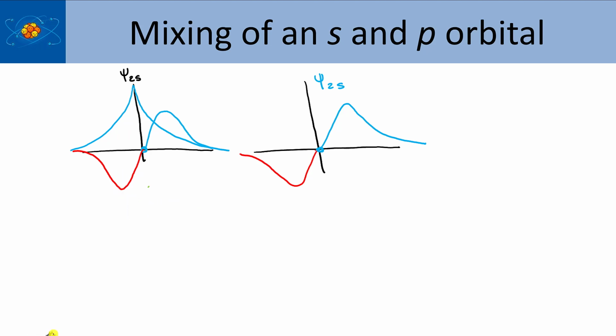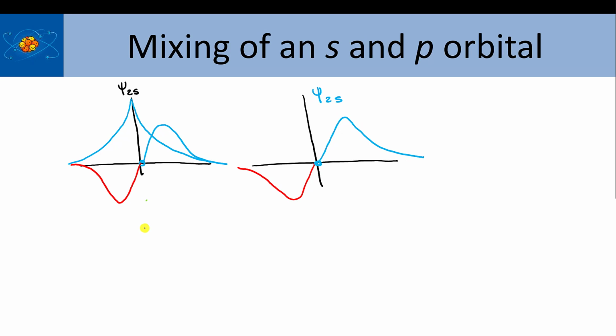So what ends up happening in the orbital when I allow an S and a P to mix, this is the term mixing, it's just really adding the two orbitals together. What ends up happening is I get a wave function that looks like this. The positive parts are going to add. They'll actually be bigger. And then on the negative side, it's going to be like this.